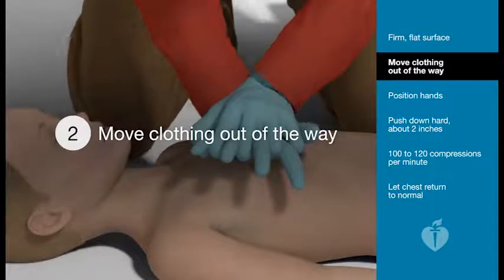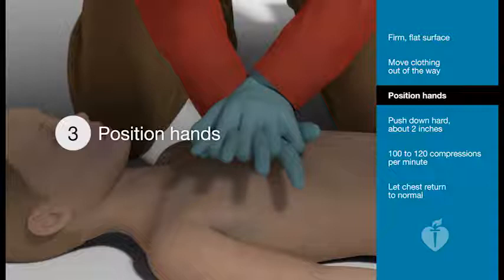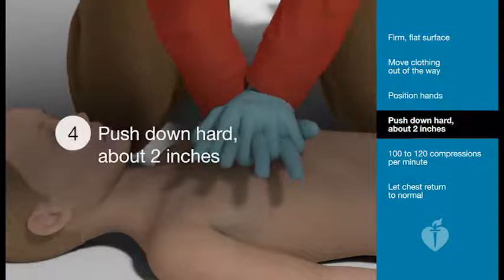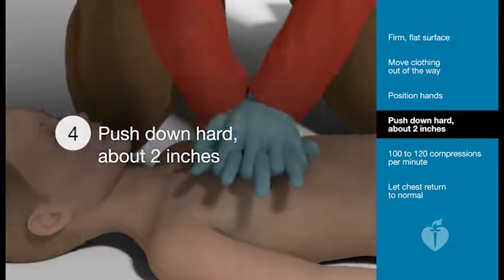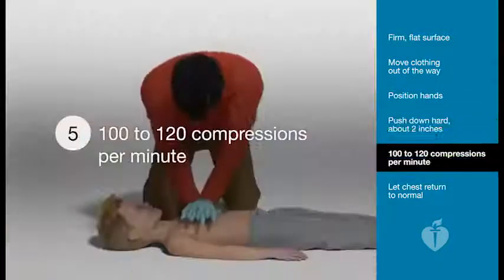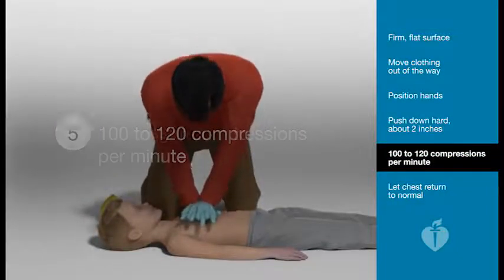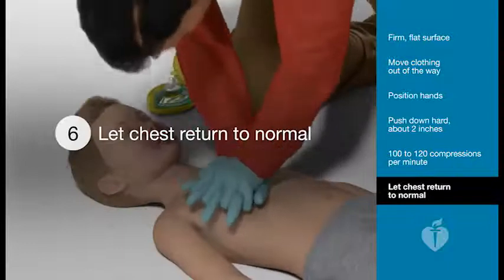Move clothing out of the way. Put the heel of one hand on the center of the chest. If you can't push down about 2 inches with one hand, use 2 hands to compress the chest by putting the heel of your other hand on top of the first one. Push hard, straight down, at least 2 inches. Push fast at a rate of 100 to 120 compressions per minute. After each compression, let the chest come back to its normal position.